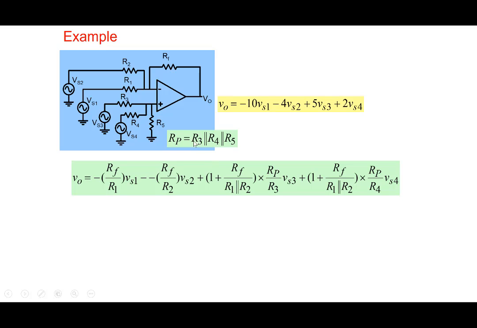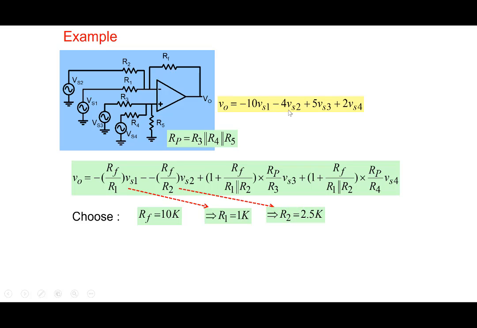And we define RP as R3 parallel R4 parallel R5. So V0 is given by this expression here now. And so we can decide by choosing, let's say, RF equal to 10K, and then R1 is straightforward, minus RF by R1, so is minus 10, so it's fine. R2 also we can determine to get minus 4 here. When we come here, once we have chosen RF and R1 parallel R2, we get RP by R3 is 0.33, and we get RP by R4 is 0.133.